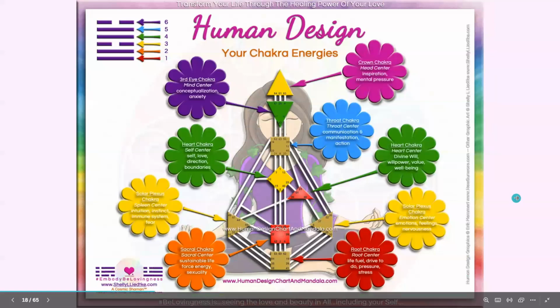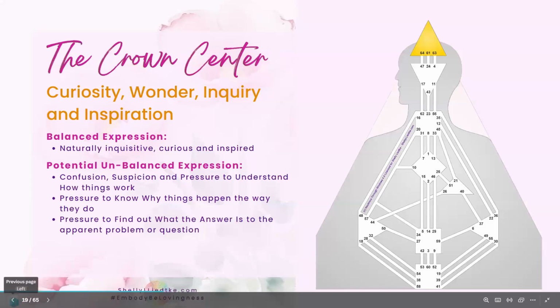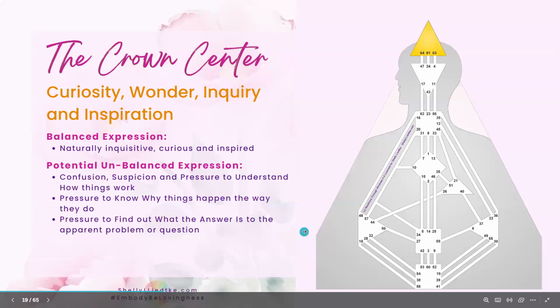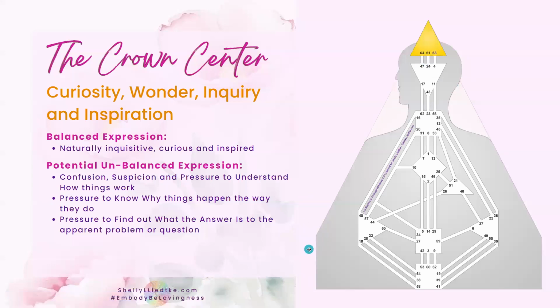I'm hoping this, oh, there we go. Let me make sure I'm on the right thing. Yeah, there we go. All right, so the crown center here, the first, the top center there with the triangle pointing up. This is, again, the center of curiosity, wonder, inquiry, and inspiration. In its balanced expression, it's naturally inquisitive, curious, and inspired.